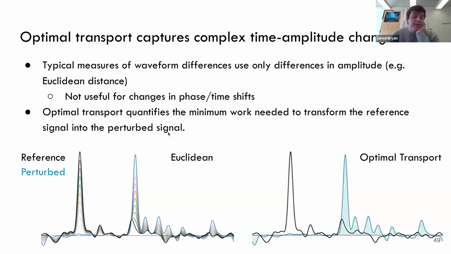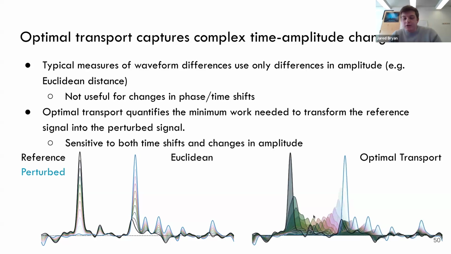The method that we've been working with, based on optimal transport, essentially tries to come up with some more general transformation between the two signals, where you take this black signal and you try to transform it into this blue signal in a way that minimizes the amount of work that you need to do to do that transformation, for some notion of work. And so this more general transformation allows you to take into account both time shifts as well as amplitude changes, and more completely capture the character of these waveform variations.